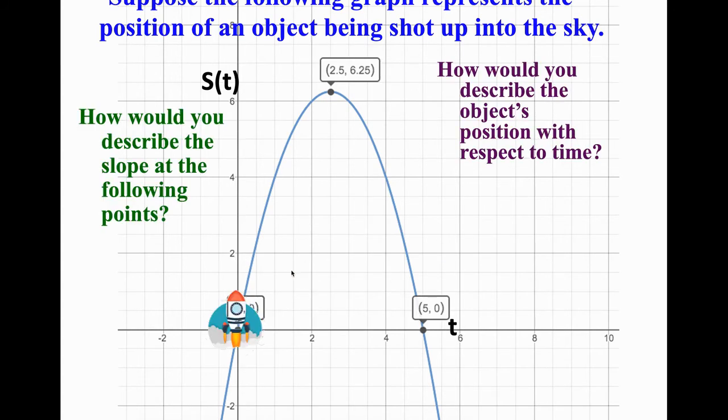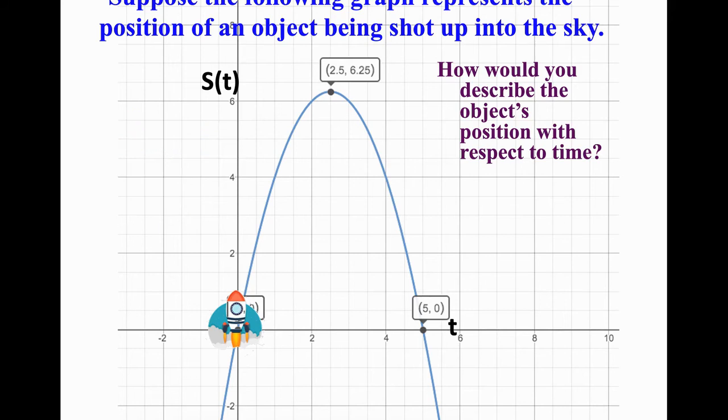We would look and say that the object starts at 0, and as time is increasing, we can see its position, or its height, is increasing. It reaches a maximum height of 6.25, whatever the units are, meters, feet, miles. And then it comes back down at 5, whatever the time is, seconds, minutes, hours.